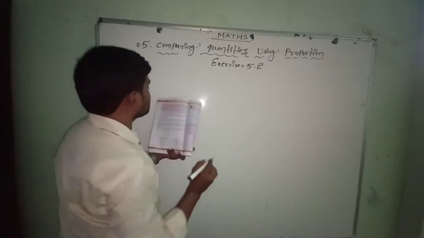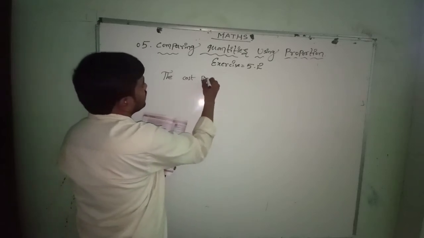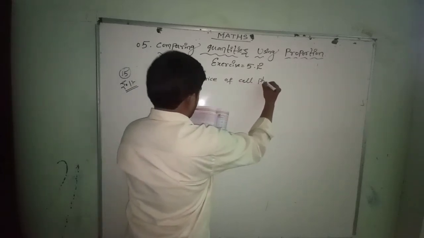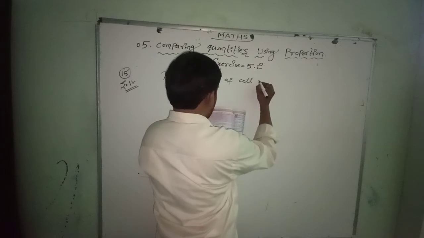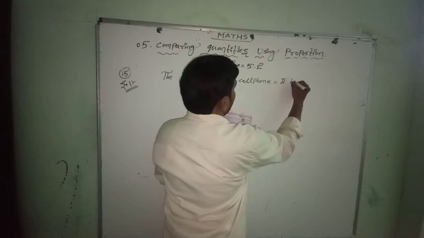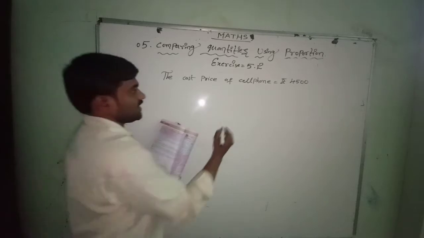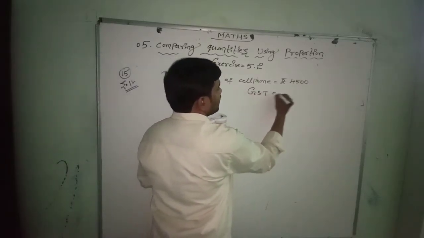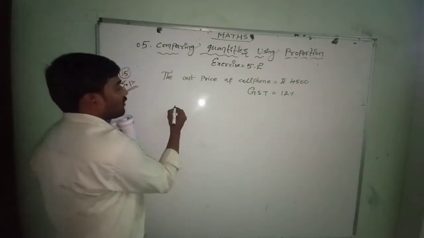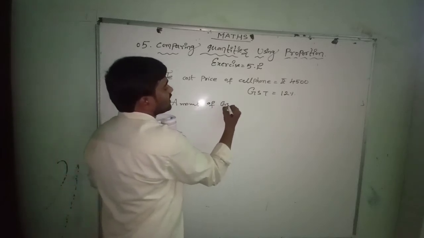Okay, the cost price of cell phone, rupees 4,500. GST equal to 12%. He paid GST 12%. The amount of GST now. Amount of GST equal to.